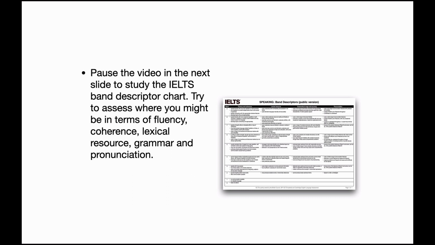Pause the video in the next slide to study the IELTS band descriptor chart. Try to assess where you might be in terms of fluency, coherence, lexical resource, grammar and pronunciation.